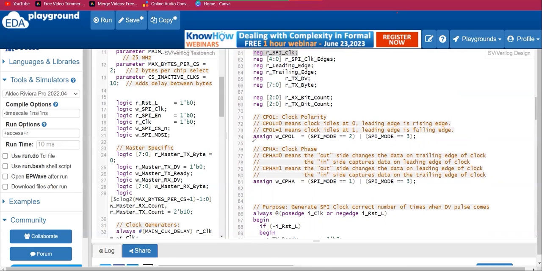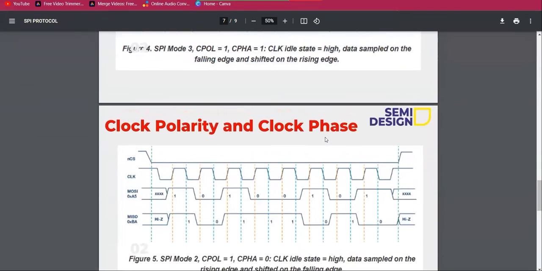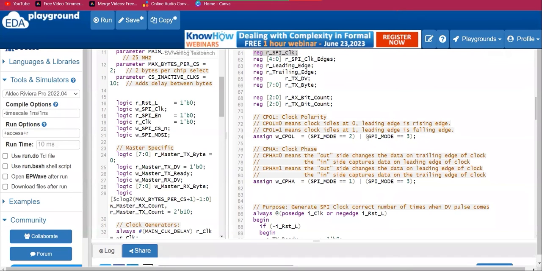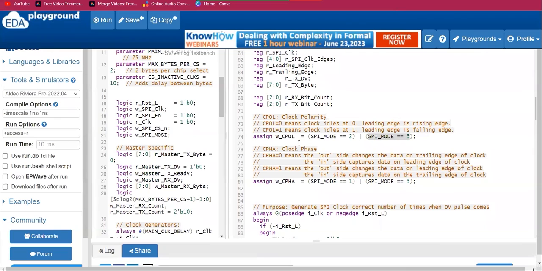Next, assign clock polarity equal to SPI mode equal to 2 or SPI mode equal to 3. Based on these two OR operations, CPOL will be allocated. So if SPI mode equals 2, what is the CPOL for SPI mode 2? You can check here. SPI mode equal to 2, it's CPOL 1. Plus SPI mode equal to 3, what is CPOL? Again 1. So 1 plus 1 is 1, right? So that 1 will be assigned to the polarity here.